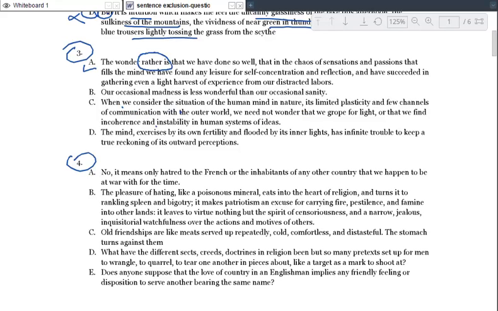When we consider the situation of the human mind in nature, its limited plasticity and few channels of communication with the outer world, we need not wonder. So we do not wonder that we grope for light or that we find incoherence. We wonder rather. So the wonder is not in this, the wonder is rather in something else. So I can say CA is a pair.